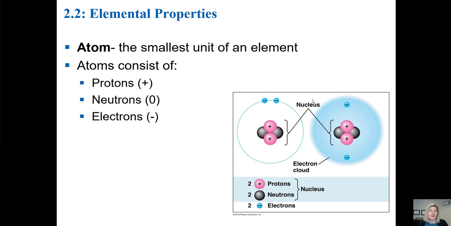Circling the nucleus of the atom are the electrons. So the electrons, because they have a negative charge, and then the protons have a positive charge, they can't be together, right? So they're kind of opposing charges there. So the electrons circle in the electron cloud surrounding the nucleus. So our helium atom has 2 protons, 2 neutrons, and in this case you can see the 2 electrons circulating the electron cloud.